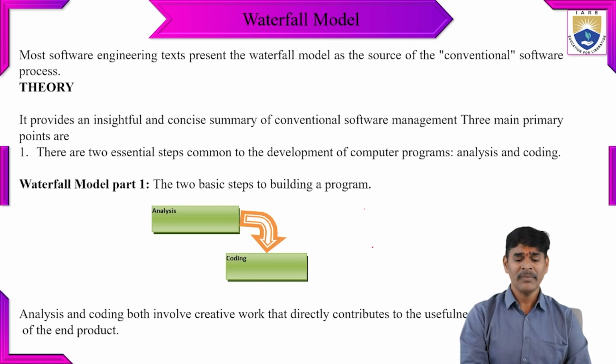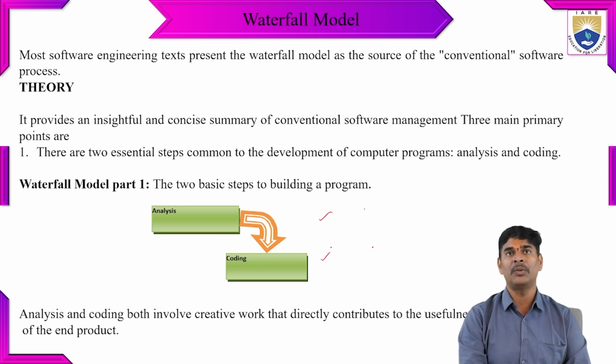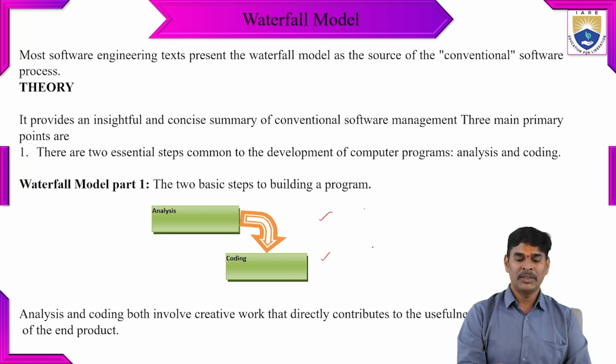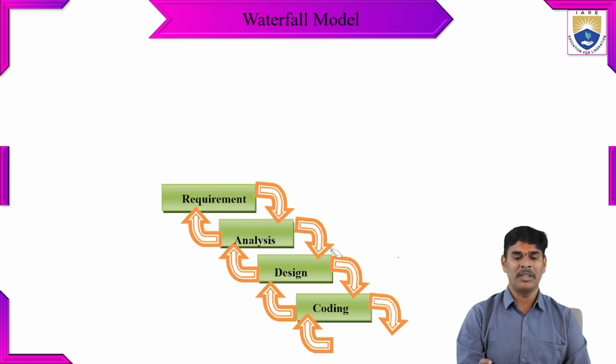Initially we have two stages of the waterfall model: the analysis part and the coding part. Both analysis and coding are creative work that directly contributes to the usefulness of the end product. Other than this, we need to verify the different types of steps. In the waterfall model, the first step is requirement analysis, the different types of requirements, such as system requirements or software requirements, and how we are going to plan these based upon the hardware as well as the software, and analysis.